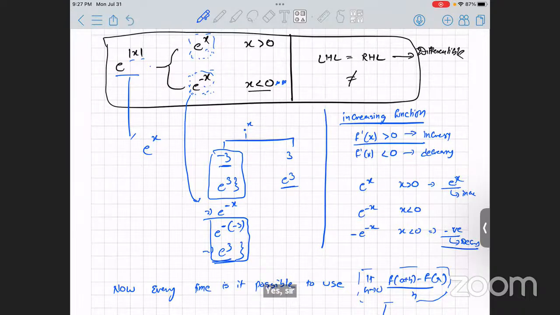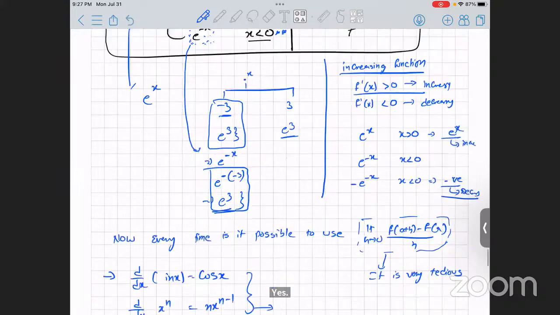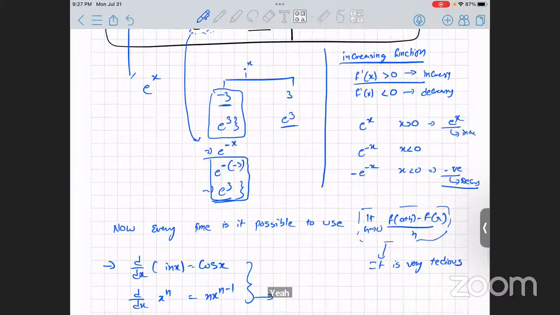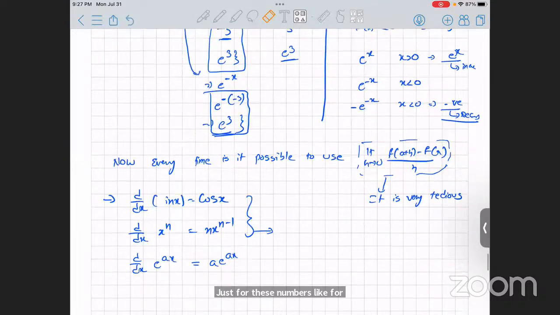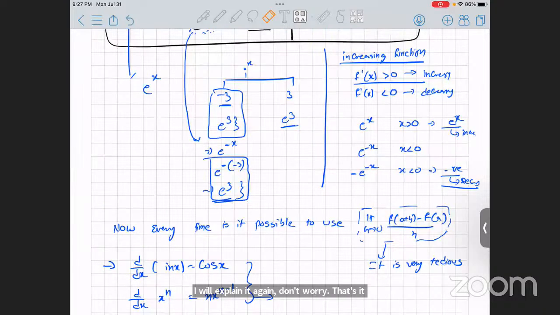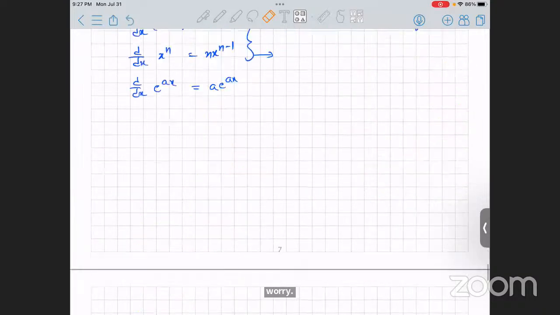Just don't hurry, okay? We will cover all this because I'm going in a flow, and it will disturb others. E power x and minus e power minus x are the differentiation, right? Don't worry, I will explain again, just for these members. I didn't take a lot of time to explain, okay?